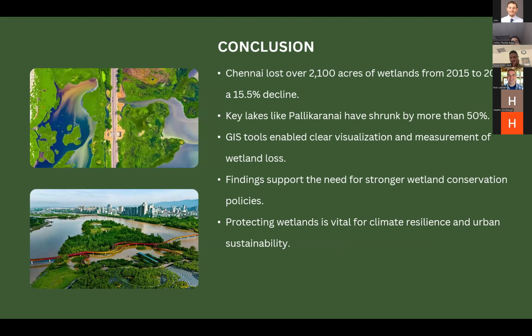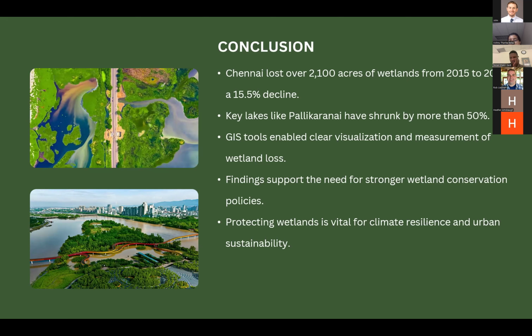So, conclusion. To conclude, over the past decade, Chennai has lost, as I said, almost 2,100 acres of wetland, and some lakes like Pallikaranai Marsh, which is one of the biggest wetlands in Chennai, have been seriously affected. And using GIS tools such as ArcGIS Pro and Esri Wayback Imagery, I was able to map, quantify, and visually demonstrate this pattern of ecological loss.